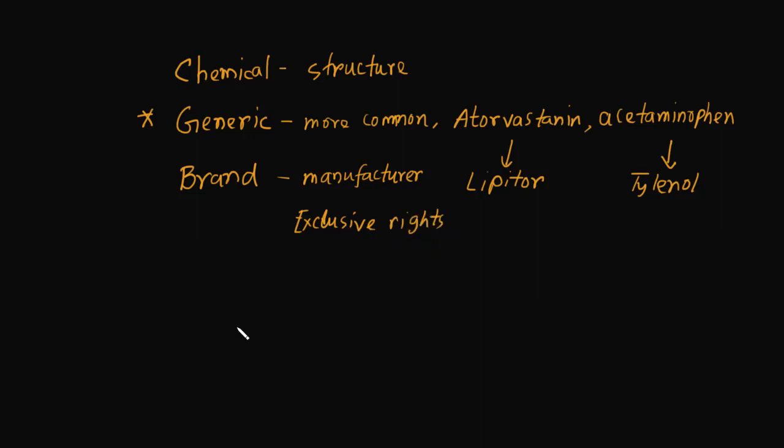and when that exclusive period is over, other pharmaceutical companies can market the drug, and in that case they market the drug under the generic name. Since the generic manufacturers didn't have to spend the research and development money, they can keep the cost of the drug lower. So usually the generic products are cheaper than brand products.